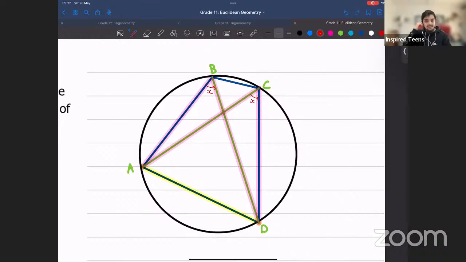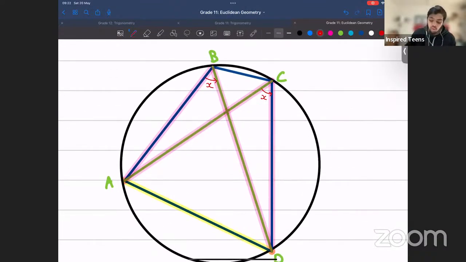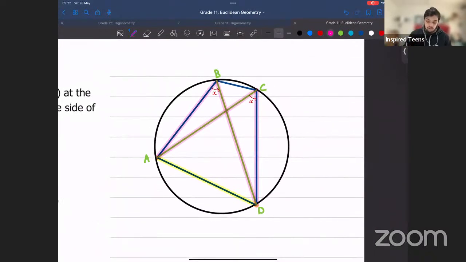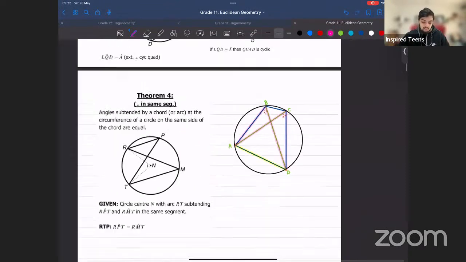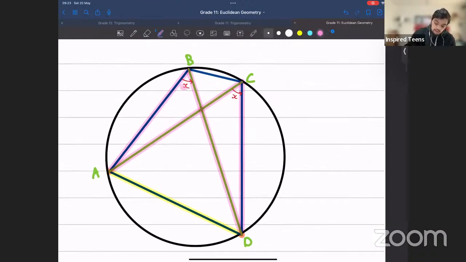We call them angles in the same segment. According to theorem 4, these are angles in the same segment, because they are subtended by the same chord. So this should now be clear: in a cyclic quadrilateral, angles in the same segment are equal. So if we can prove that the two angles created by the diagonal and subtended by a chord are equal to one another, then that quadrilateral is a cyclic quadrilateral. Here, these angles are subtended by the same chord.